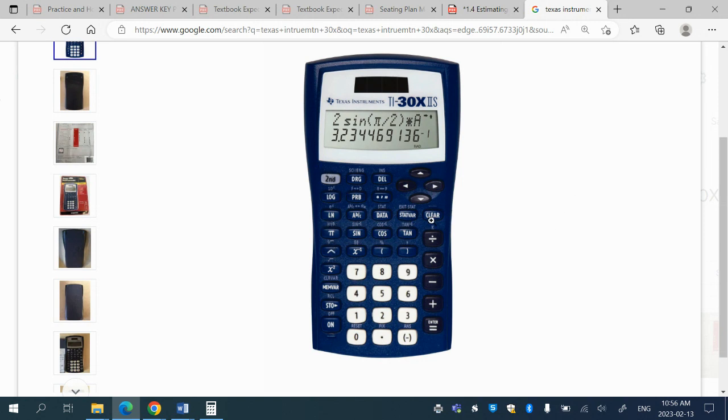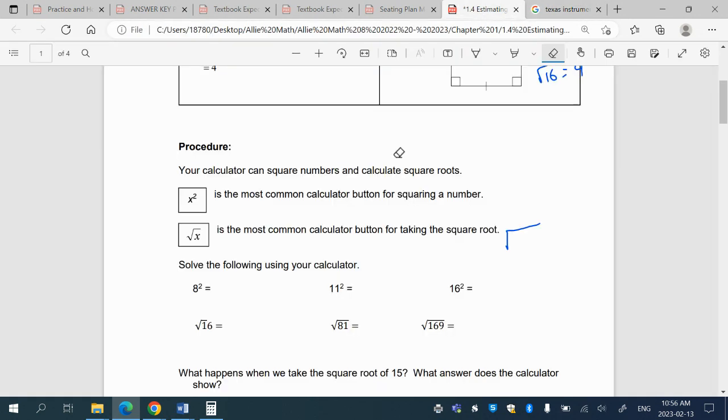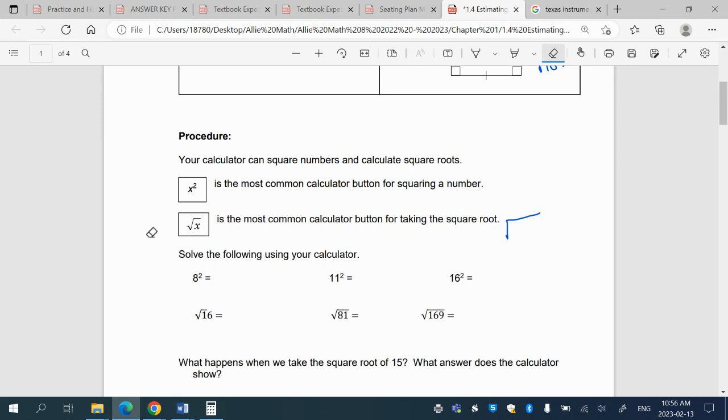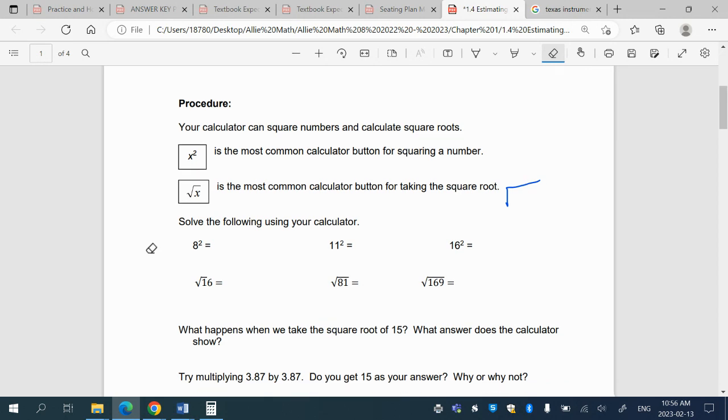So this calculator is cool. You have all these buttons that you can press just on their own, and then you have all of the buttons that are also above it. You just need to press the second function button to access them. And on some calculators, you need to press this button after you put in the digit, and sometimes you have to press it before. So it's good just to explore your own calculator and figure out how yours works. So solve the following using your calculator.